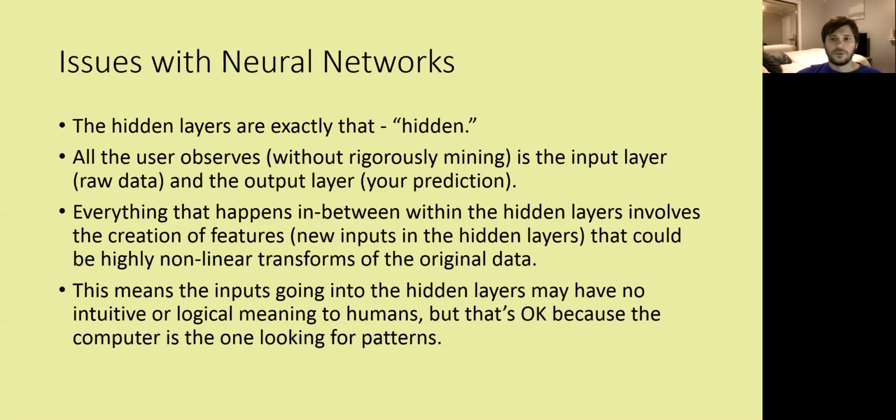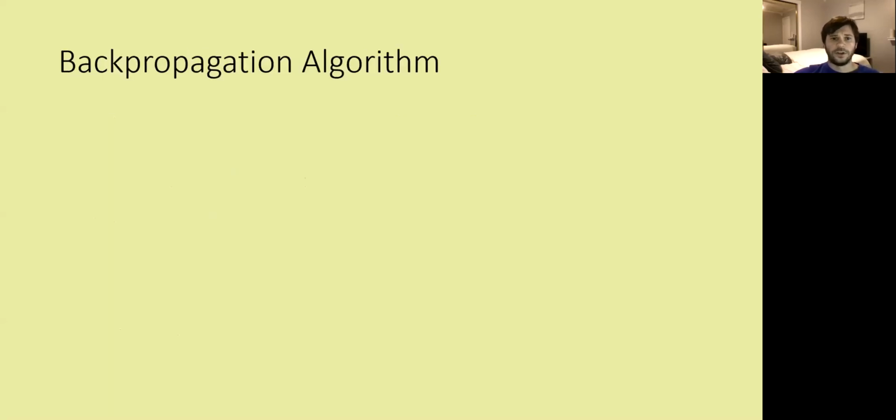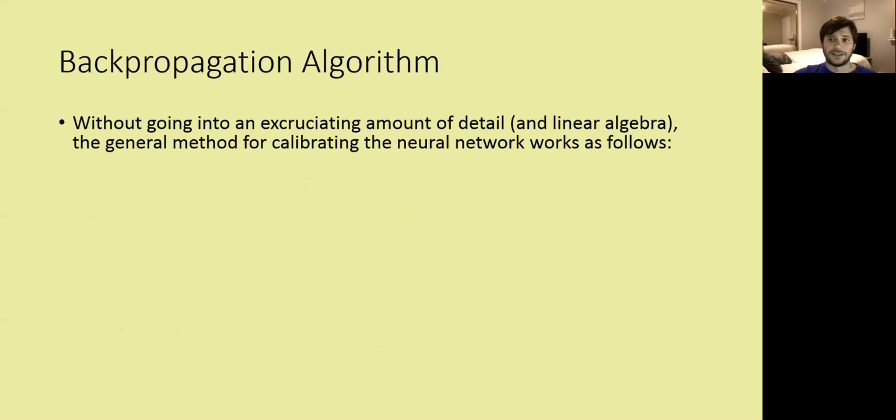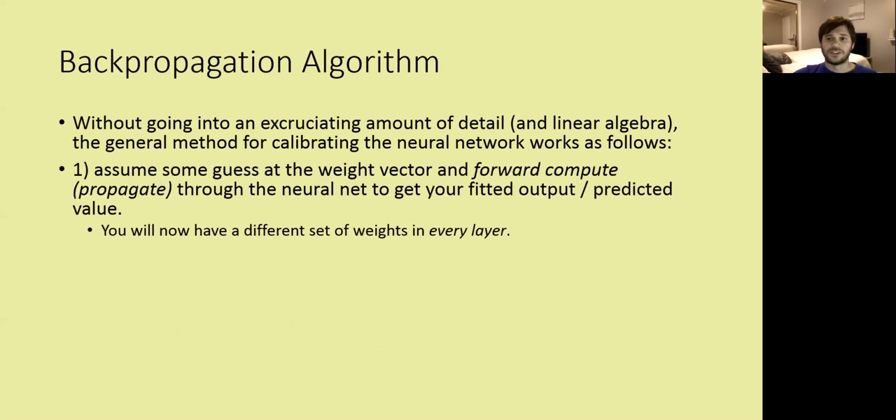The algorithm we use to calibrate a neural network is something called, more generally, the backpropagation algorithm. And we're not going to go into an excruciating amount of detail here, which involves quite a bit of linear algebra and recursion through that tree, through that neural network. And we're going to basically do the following. We're going to start off by assuming some guess at our weight vector throughout the network. And what we're going to do is forward compute or propagate through the neural network to figure out what the predicted value is at the end of the network for our guess.